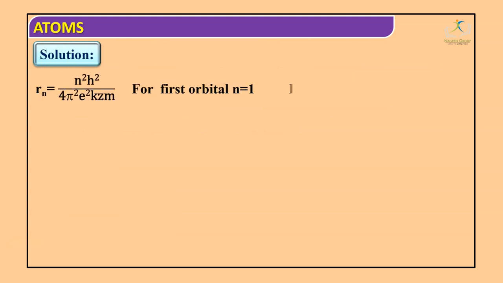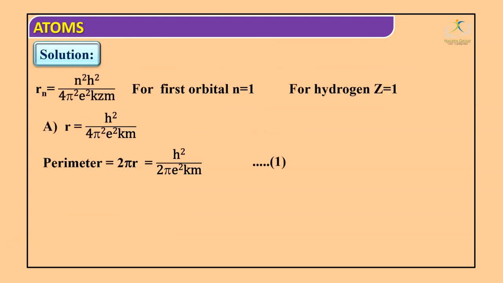Let's move with the solution part, students. So here we know that R_n is equal to n²h²/4π²e²kZm. For the first orbit, n is equal to 1.